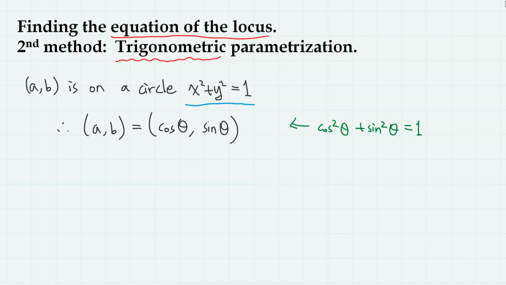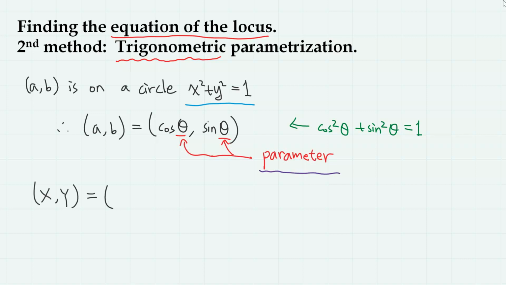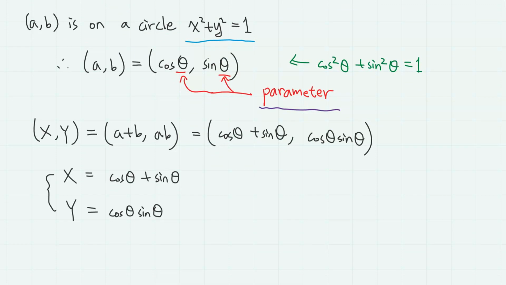In this way, point (a, b) is now expressed in terms of a single variable theta, which can be called the parameter. Then point (x, y), which is the point (a plus b, ab), is now given as (cosine theta plus sine theta, cosine theta sine theta). So we have x equals cosine theta plus sine theta and y equals cosine theta times sine theta. This is a parametric equation where x and y are related by this parameter theta.